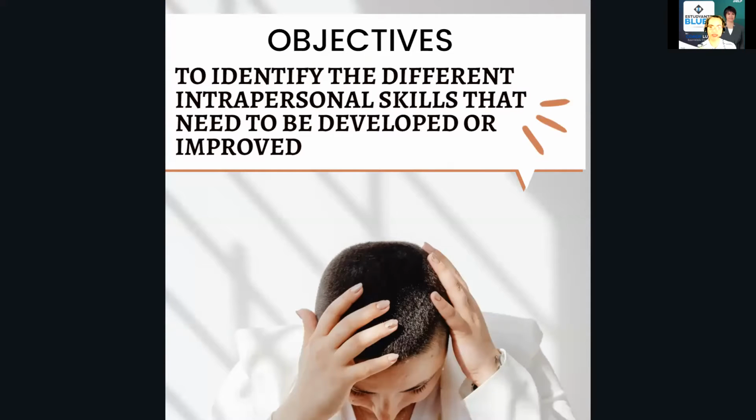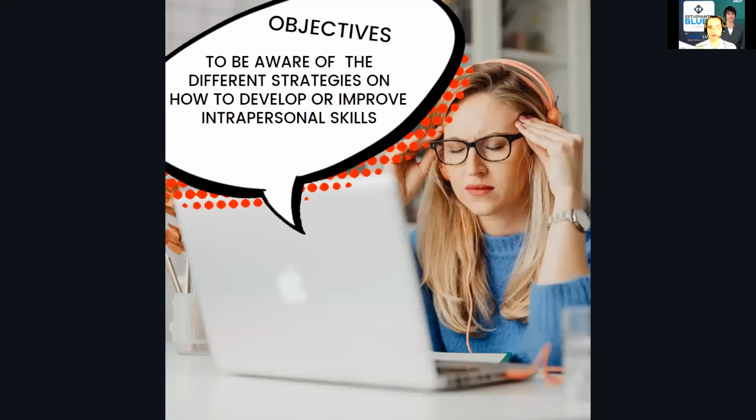The second objective for this episode is to identify the different intrapersonal skills that we need to develop or improve. So what are those skills? We will discuss them one by one and identify how we can improve on those skills if we already have them, or if not, how we can develop the skills needed for us to become successful in life.